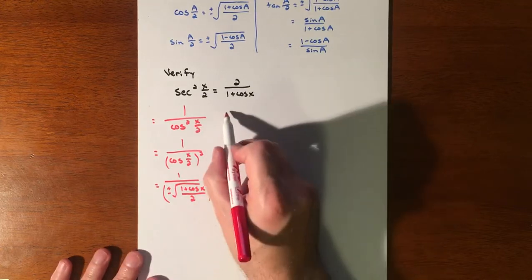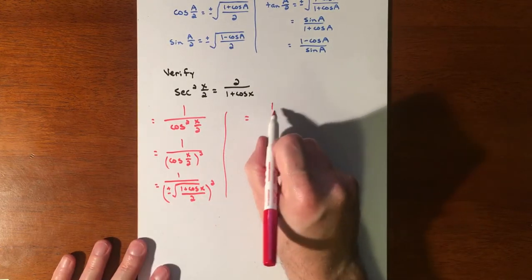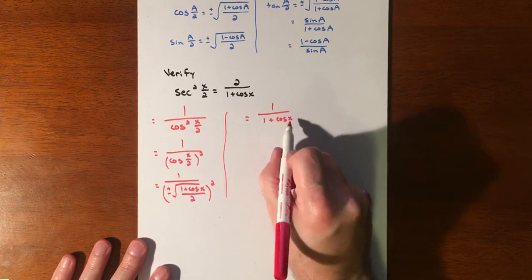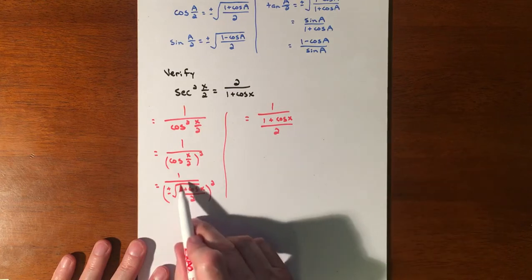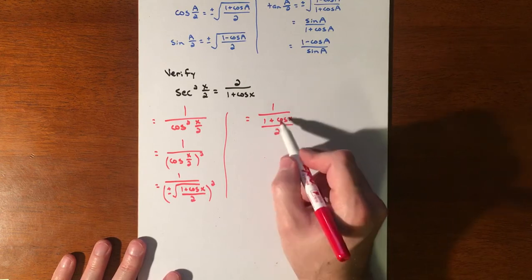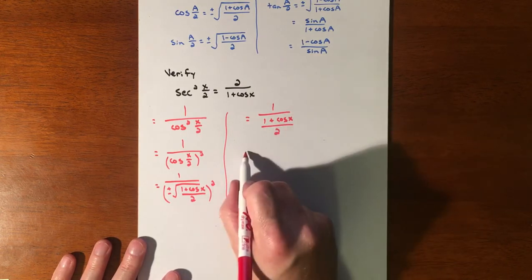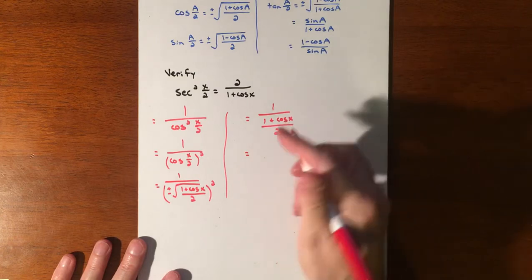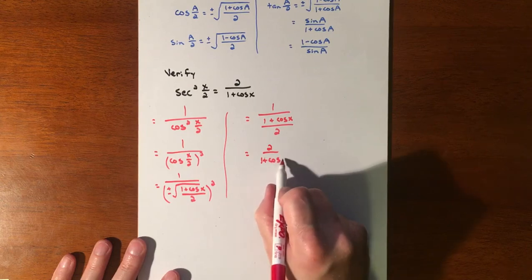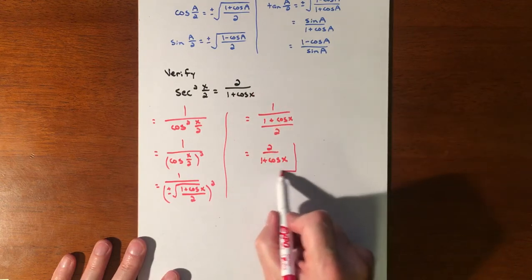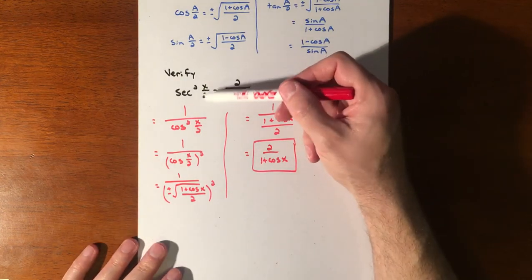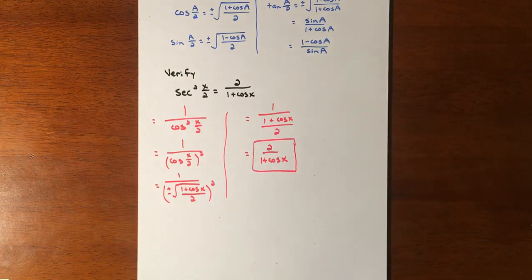So you are left with, let's put it over here, 1 over just this 1 plus cosine x over 2, because the square root goes away and the plus minus goes away. And now that, instead of dividing that piece, we can multiply by the reciprocal. So really, we just flip the whole thing, and that puts the 2 on the top, 1 plus cosine on the bottom, which is exactly where we're looking to go. So that is verifying that secant squared of x over 2 is equal to 2 over 1 plus cosine x.